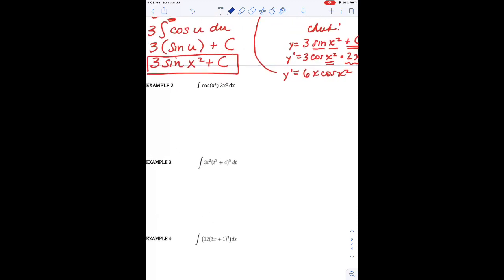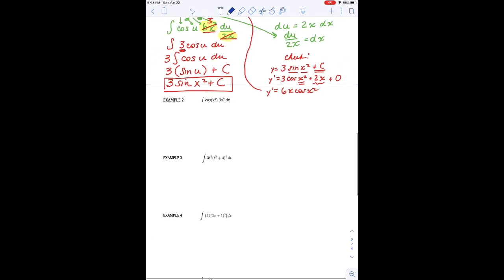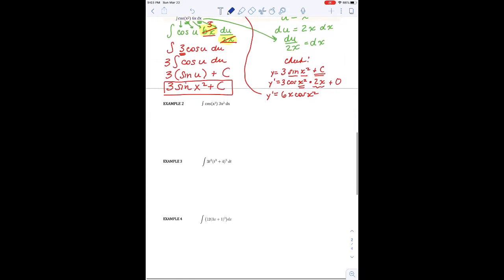Similar idea. Notice there hasn't been a big change in our lives. We're now just talking about cosine instead of, oh no, we had cosine before. Different function though. Different inner function. Not a big deal. Ready? Here we go. So first I'm going to draw a little line here just to separate myself.